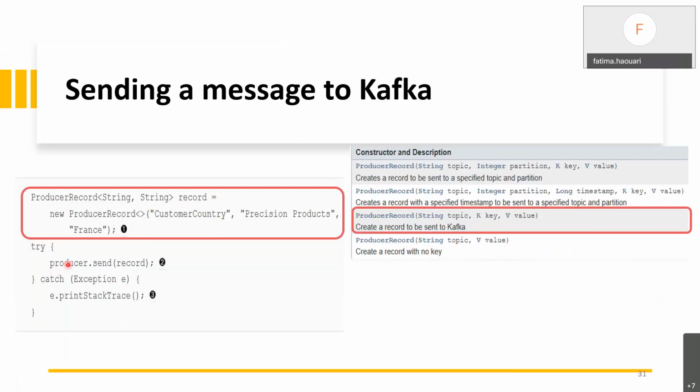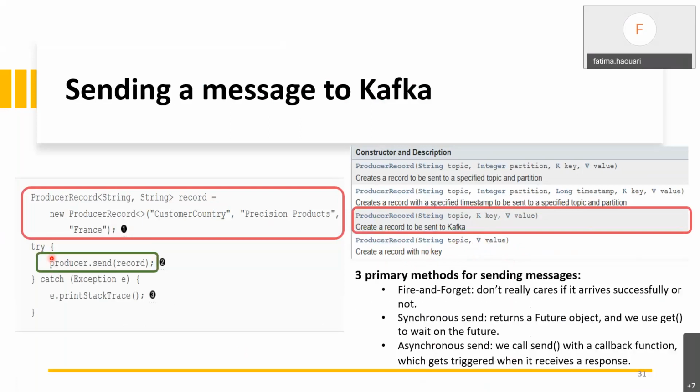And then we will use the producer that we created in the previous slide to send this record. Here we have three primary methods for sending messages. The first one is fire and forget, so we don't really care if it arrives successfully or not. The second one is synchronous send, which returns a future object, and we use get to wait on the future. And the third one is asynchronous send, where we call send with a callback function, which gets triggered when it receives a response.